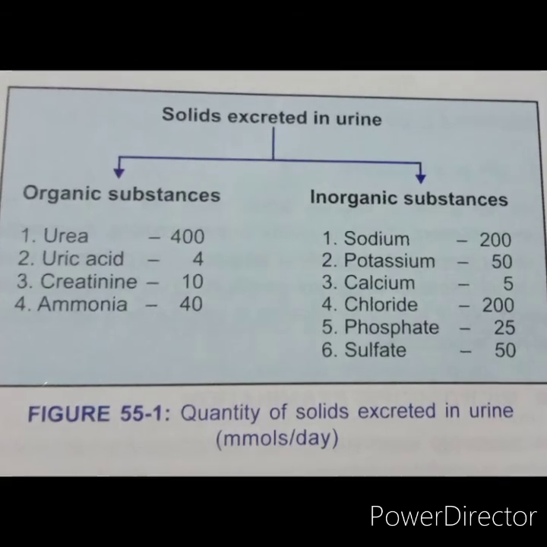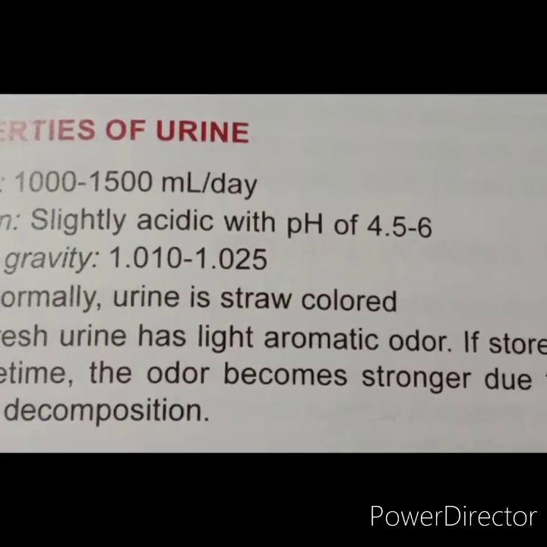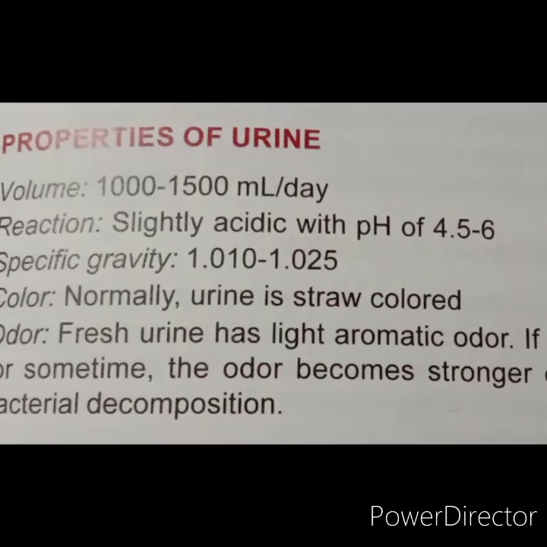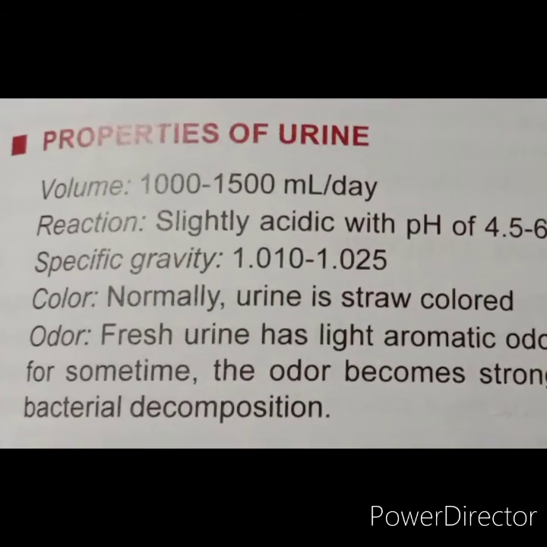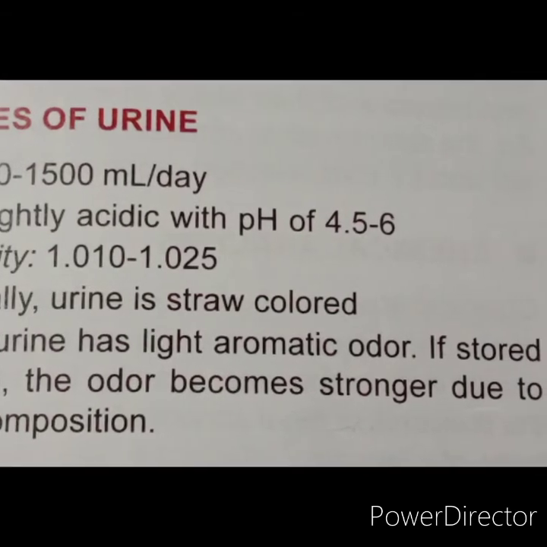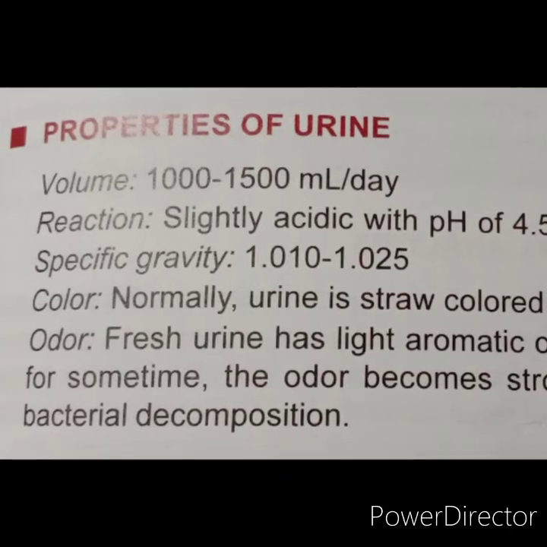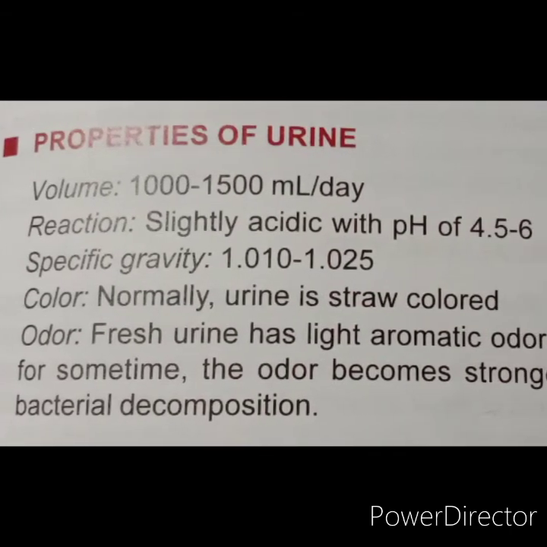Second, measurement of renal plasma flow. To measure renal plasma flow, a substance which is filtered and secreted but not reabsorbed should be used. Such a substance is para-aminohippuric acid (PAH). PAH clearance indicates the amount of plasma passed through kidneys.